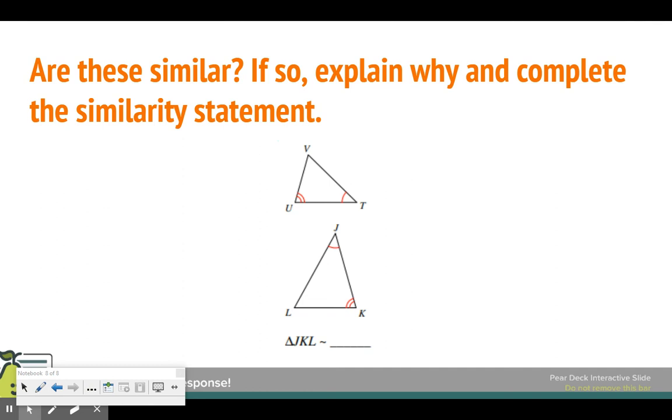All right, we'll do just this last one. Are these similar? If so, explain why. Well, looking at here, we have two congruent angles. So we can say yes by angle, angle, similarity. So we have J, K, L would be T, U, V.